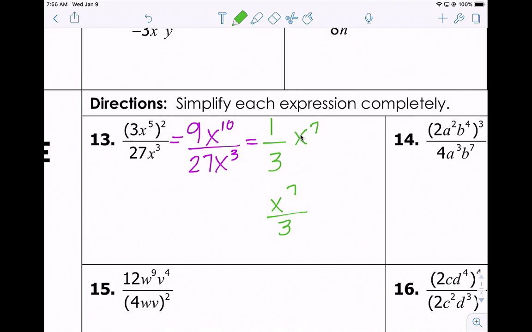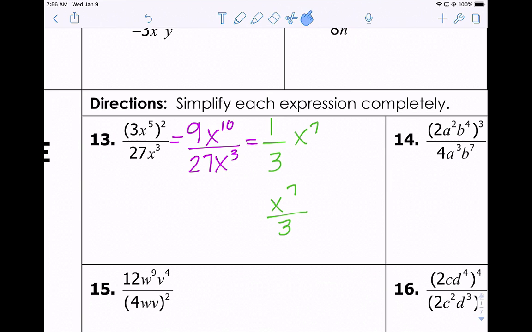Really important, though, that you don't put this x to the 7 in the denominator. So if I wrote it, I'm going to erase it after I'm done because this is not correct. If I wrote 1 divided by 3 and I put x to the 7 in the denominator, this would not be correct because this x to the 7 actually either needs to go to the side or in the numerator. It is not in the denominator, and in a couple of days we'll see why. So please don't do that.